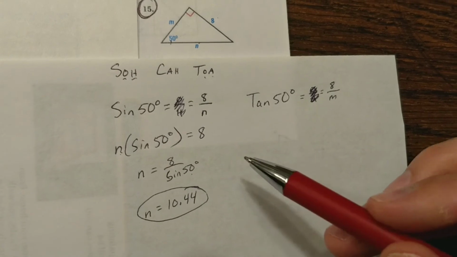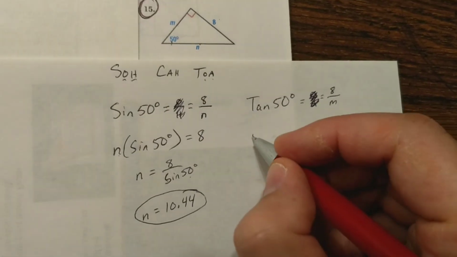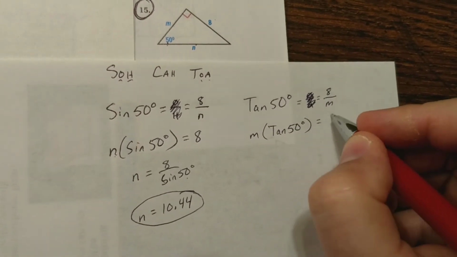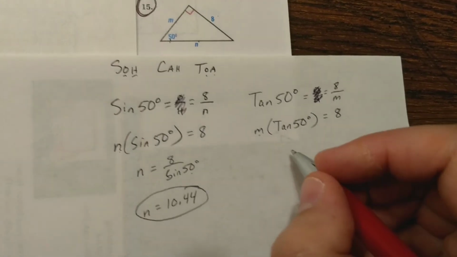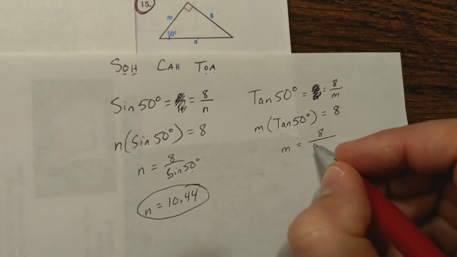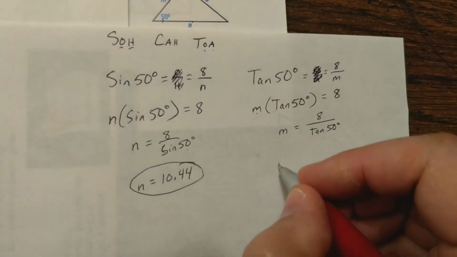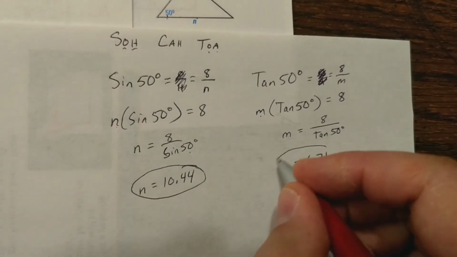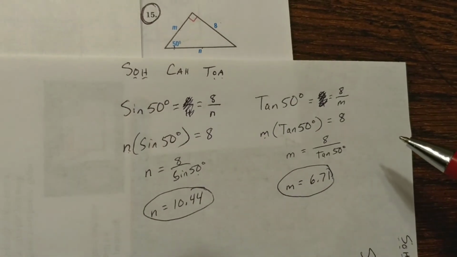And now I follow the same kind of algebra pattern that I did before. I'm going to multiply both sides by m. So on this side I'll have m times the tangent of 50 degrees. I'm left with 8 on the other side. I want to get my m by itself, so I'm going to divide both sides by the tangent of 50. That gives me m equals 8 divided by the tangent of 50 degrees. And again, at this point, I would use my calculator. When I did that and plugged it in, I got about 6.71. Okay, so now I've solved for both m and n, which is what we're looking to find.